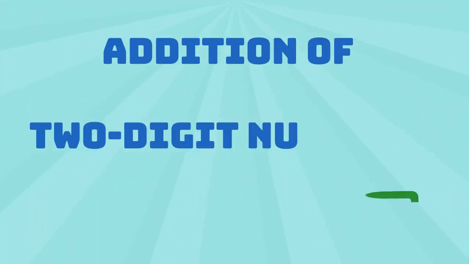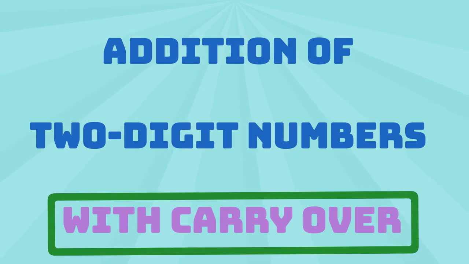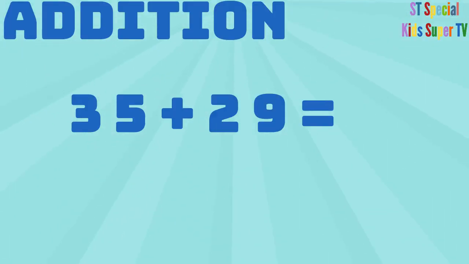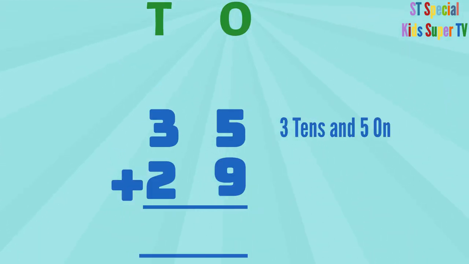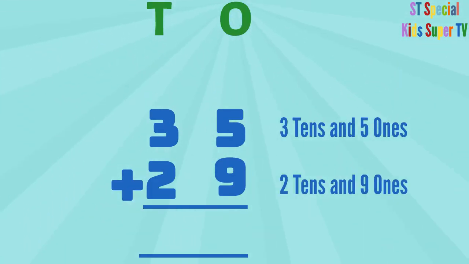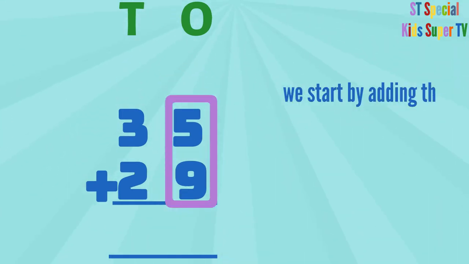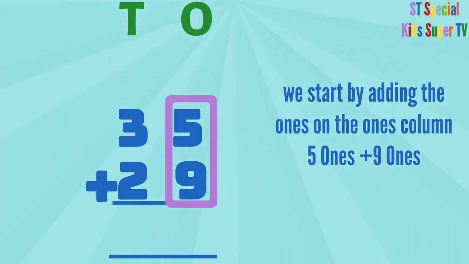Addition of two-digit numbers with carryover. Let's calculate 35 plus 29. 35 has 3 tens and 5 ones, while 29 has 2 tens and 9 ones. We start by adding the ones on the ones column. 5 ones plus 9 ones.